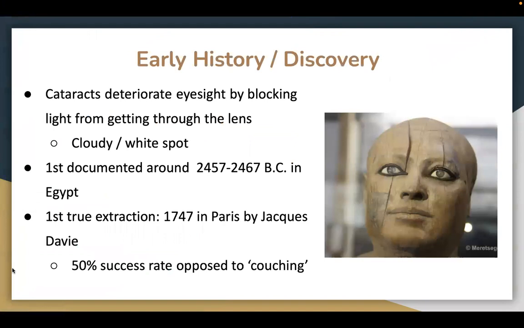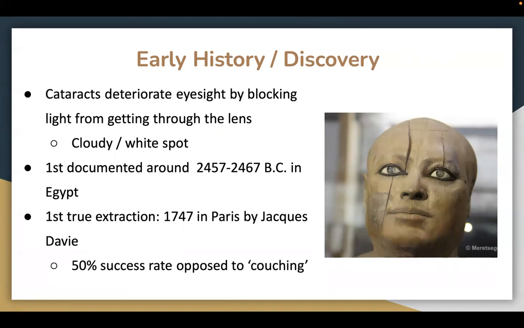First, I will be talking about early history, discovery, and overall what a cataract is. The word cataract stems from the Latin word waterfall, and it's named after the word waterfall because waterfalls have that white rushing water, and cataracts form a white cloudy spot on top of the lens of the eye. Cataracts are a buildup of proteins, and they can develop in one of your eyes or both of your eyes.